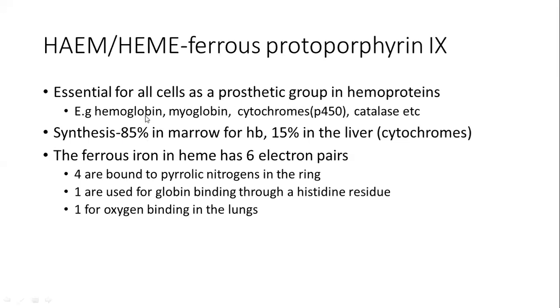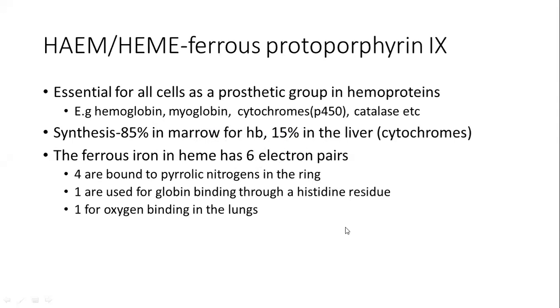And the synthesis of heme occurs 85% of the time in the marrow when you are developing hemoglobin. So ferrous protoporphyrin is synthesized 85% of the time in the marrow, which by extension means a lot of our red cells having hemoglobin should have this done in the marrow. But 15% can also occur in the liver, especially where cytochromes are found. And the ferrous ion, ladies and gentlemen, that you saw in the 4-pyrrole ring has 6 electron pairs.